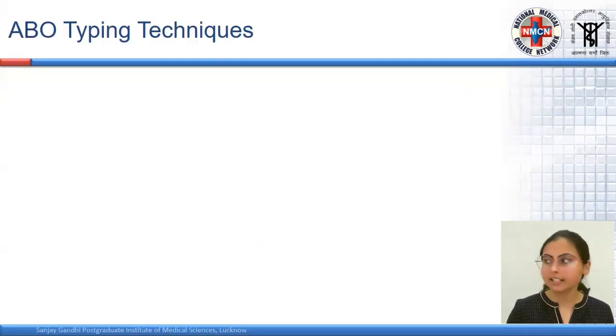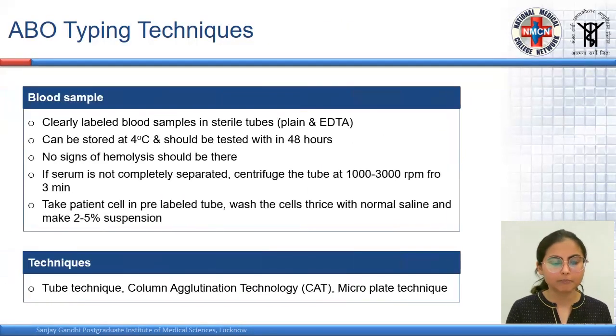Then what are the techniques to type for ABO blood groups? First of all, we'll see about the tube technique. We should have clearly labeled samples.